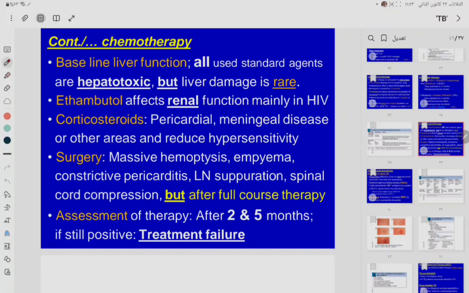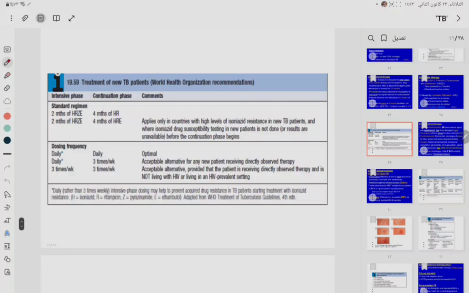Next. So we have multiple regimens: 2 months of quadruple and 4 months of two drugs, or 2 months of quadruple and 2 months of three drugs, which can use ethambutol as well, in some countries that have a high level of isoniazid resistance in new patients. That's why, as we said, we can extend if we use a second line agent. Daily dosing is optimal, but we have another formulation that can be given 3 times a week through directed observed therapy. In some patients, they used to go and observe them when they eat, and they take the drug, in order not to develop resistance.